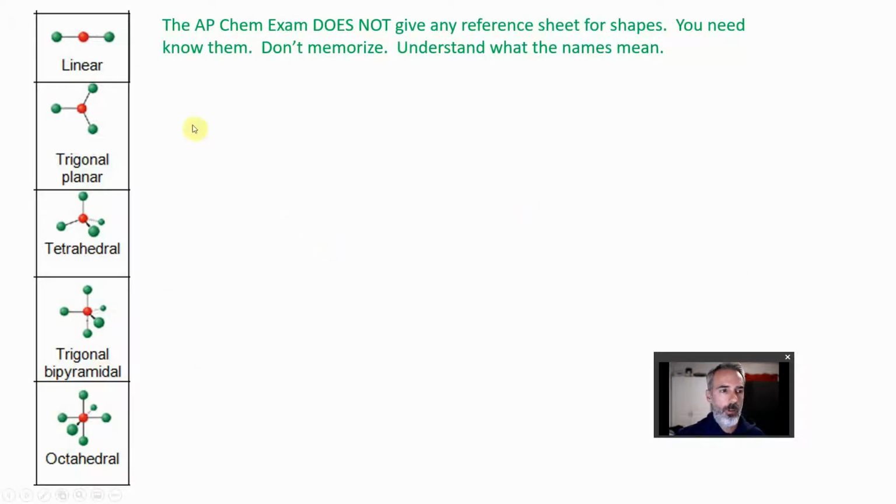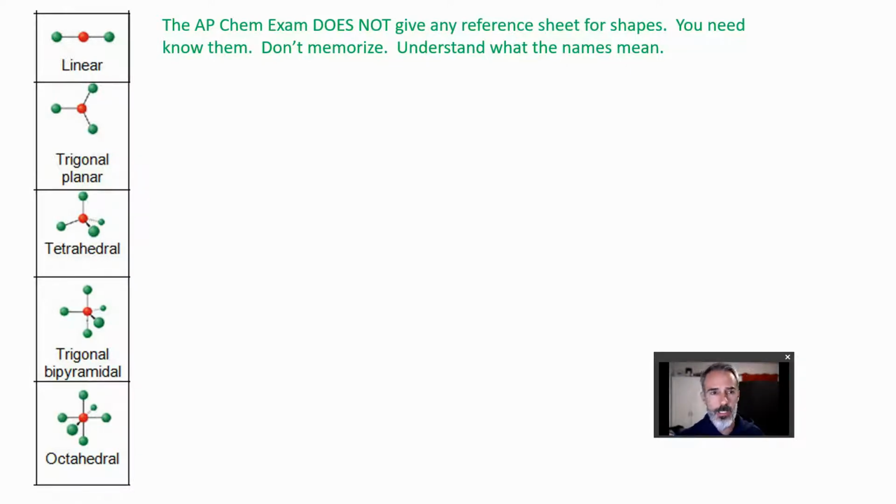All right, now AP does not give a reference sheet. I'm emphasizing this because in CP Chem we did. In other words, you have to know all these compounds, you have to know their names, and you have to know their bond angles. And sometimes that can seem like a pretty tall order, but if you spend the time to understand where the names come from, it makes it a lot easier. And remember, there's only 5 main shapes. Now you know there are subshapes, and we're going to get to that in just a second.